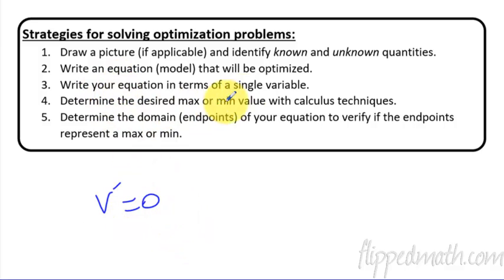Make sure your equation has only one single variable, so you don't have multiple variables that you're taking the derivative of. Then determine the desired max or min value using calculus techniques, as we've talked about in previous lessons. Also, I didn't really do an example of this, but sometimes you have to check whether you have domain endpoints for your equation, to verify if your endpoints are part of the max or min. This won't happen very often, but once in a while we'll have a problem where there is a restriction on the domain, where x is between, say, 1 and 20. And so you'd also check the endpoints for that.